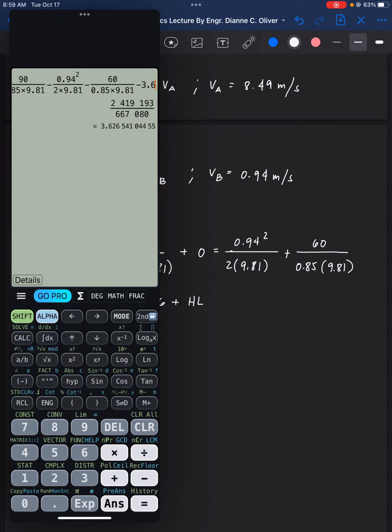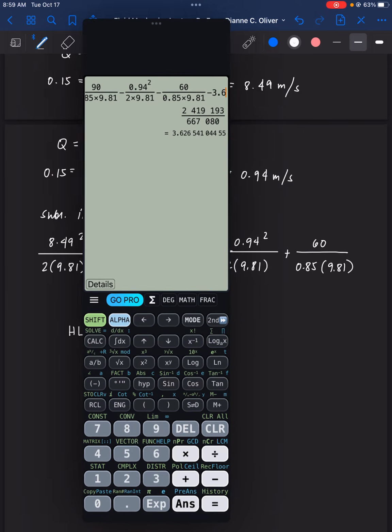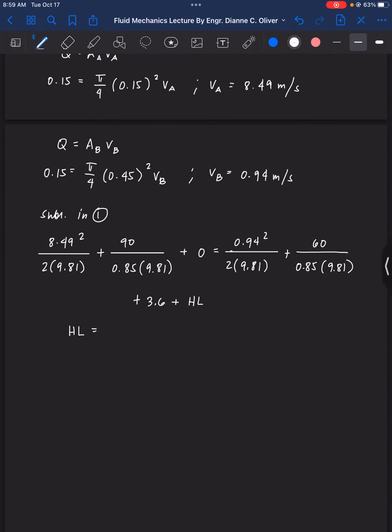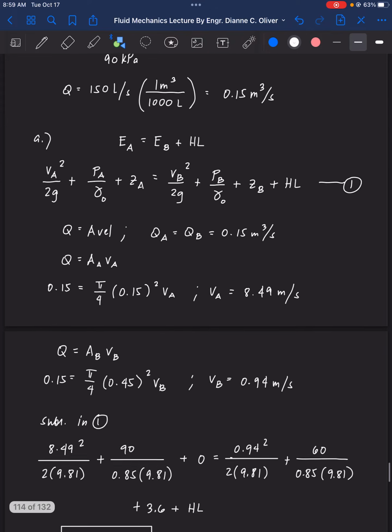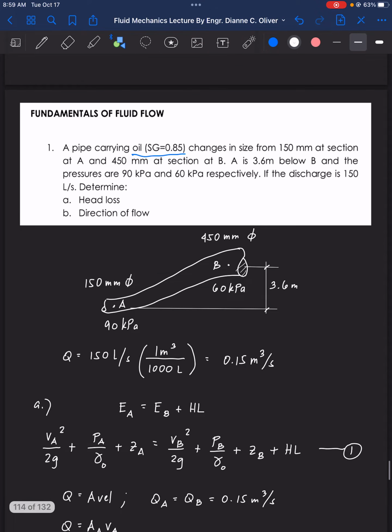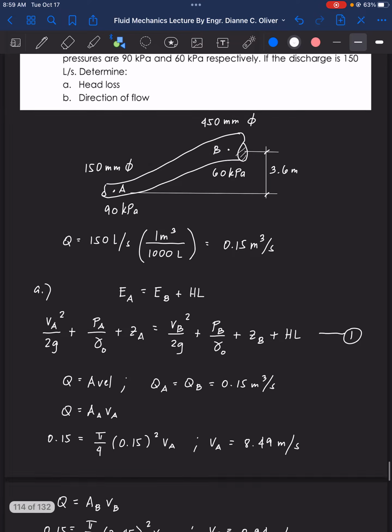So we have here 3.63 for the head loss. 3.63 meters. That is the head loss. So that's for letter A. And letter B, what is the direction of flow?